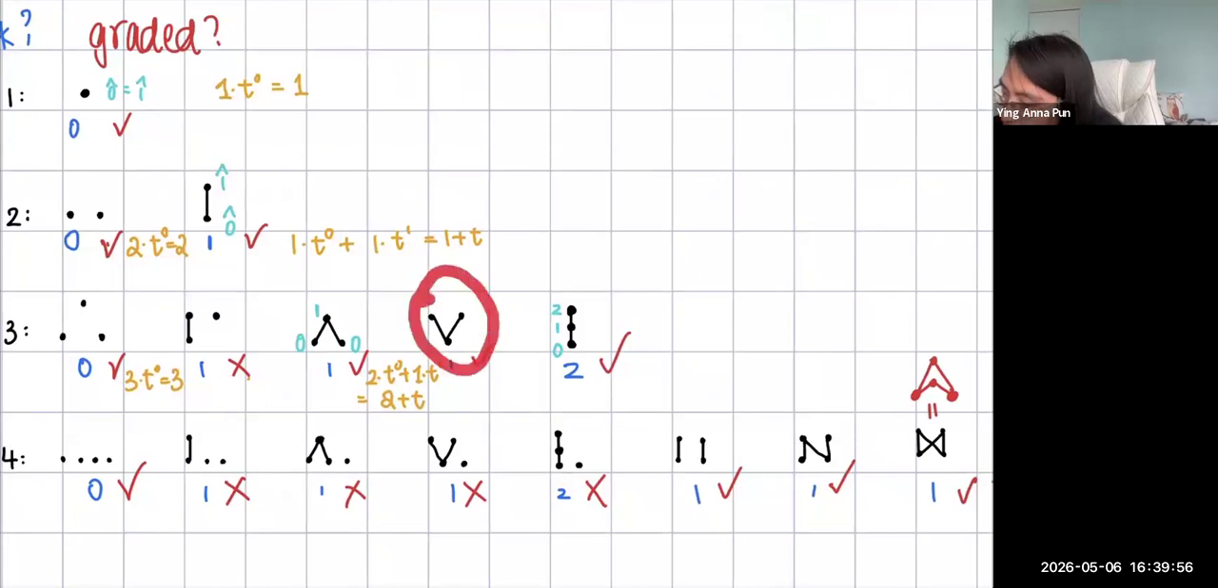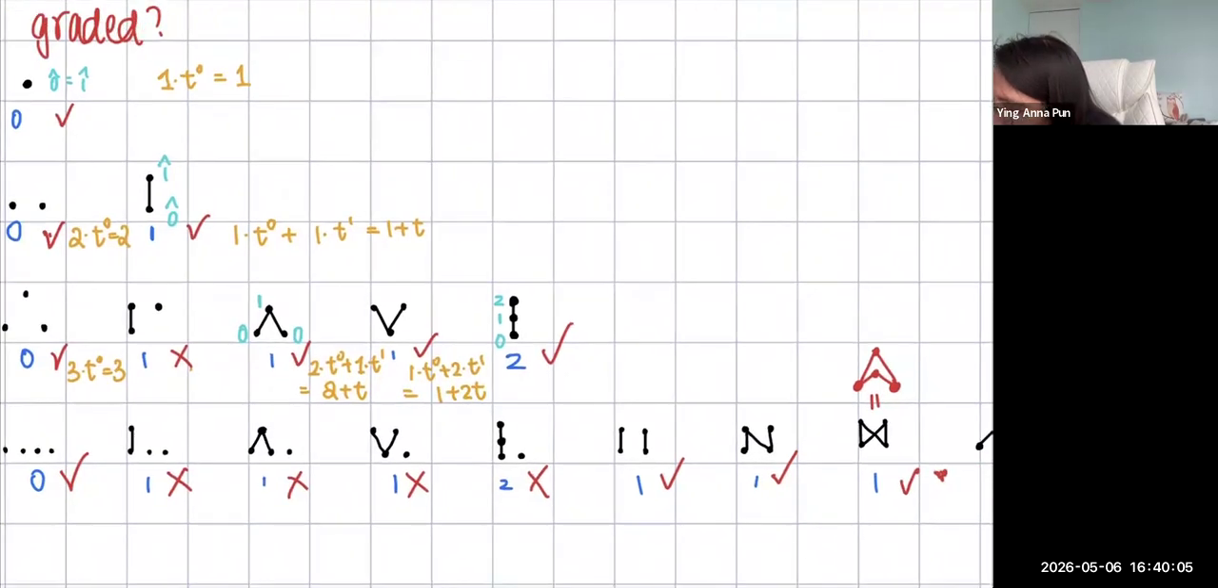The next one here, you have 1 thing with rank 0, 2 things with rank 1. So you have 1 plus 2t. And the last one, you have 1 thing with rank 0, 1 thing with rank 1, 1 thing with rank 2. So you have 1 plus t plus t squared.